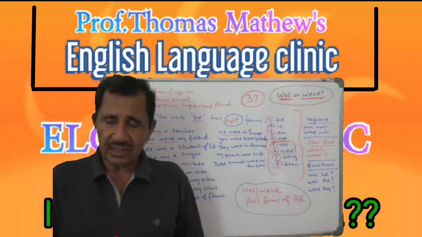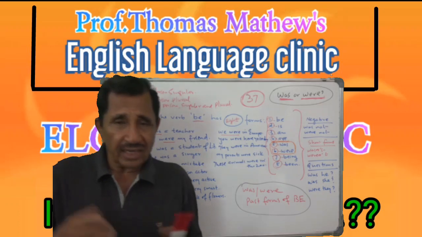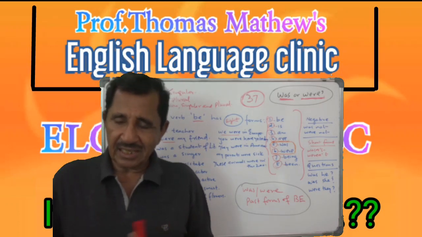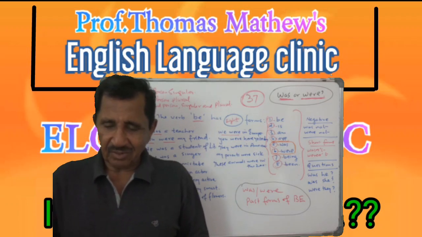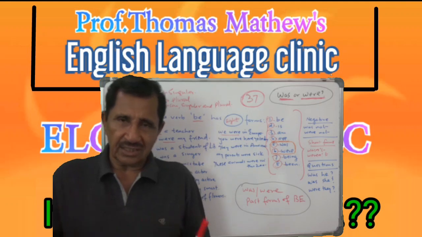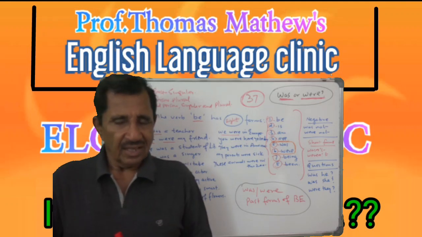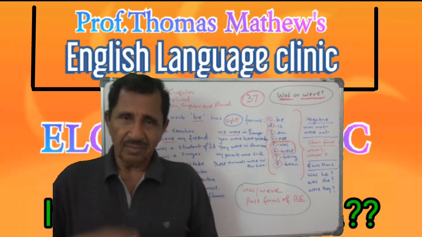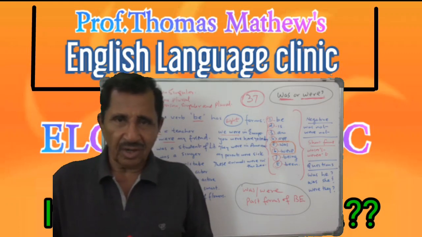You were here yesterday. Were you here yesterday? They were in America. Were they in America? My parents were sick. Were my parents sick? These animals were in the zoo. Were these animals in the zoo last year? Question mark. Understand? We were in Europe. Were you in Europe? Because when we answer, then you have to ask you.